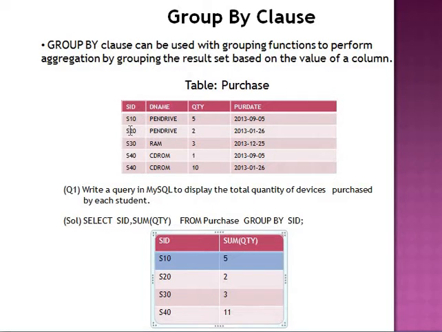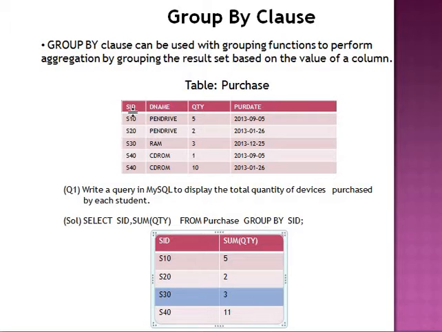Again, the SID with entry S20 is also occurring once, and the total quantity of devices purchased is 2. So S20 and 2 shows up as the second entry in the output table. Again, the entries S30 and S40 also show up in this output table. But the student with SID S30 is occurring only once, and the total quantity of devices purchased is 3. So for that student with SID entry S30, we can see S30 and 3 as the third entry in the output table.